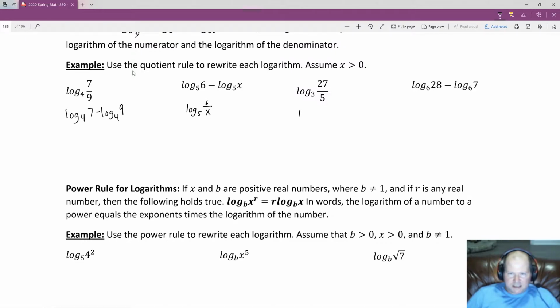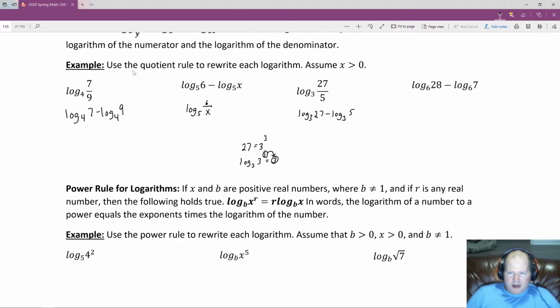Next one we see is log base 3 of 27 fifths. So we could put the 27 first minus the log base 3 of 5. Now this one could be simplified, right? Because 27 is equal to 3 to the third power. So if we simplified log base 3 of 3 to the third, then that must be equal to the 3, right? So that whole thing's equal to 3. So we just replace log base 3 of 27 with 3.